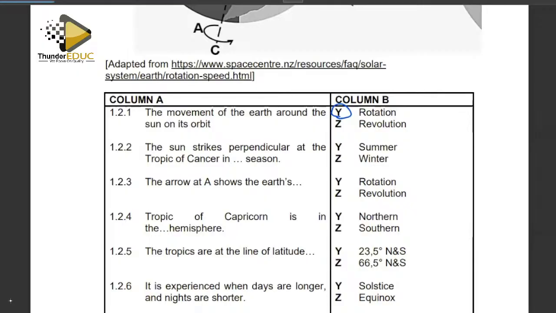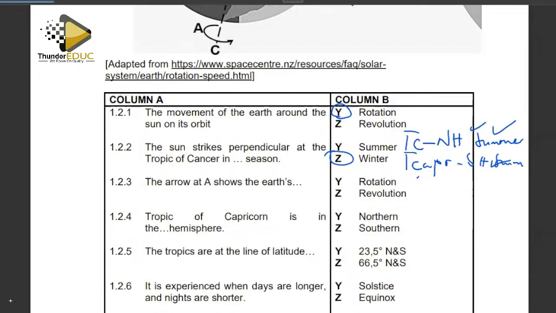Tropic of Cancer. We know that our Tropic of Cancer is in the Northern Hemisphere. So for us in the Southern Hemisphere, we'll be in winter. So there's a distinction here. Tropic of Cancer is Northern Hemisphere, summer, and Tropic of Capricorn is Southern Hemisphere, summer. And the opposite is true. If it's summer here, it's winter in the southern. If it's summer here, it's winter in the northern.